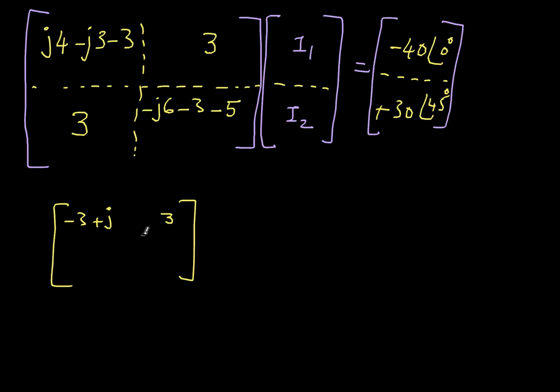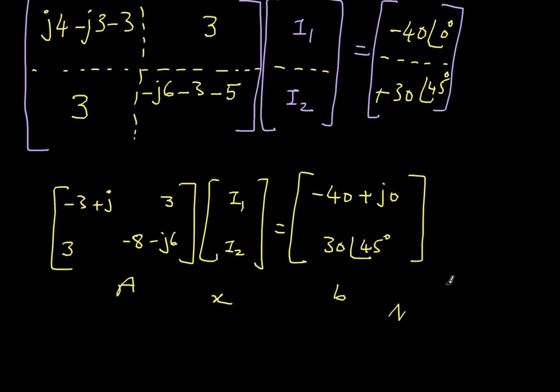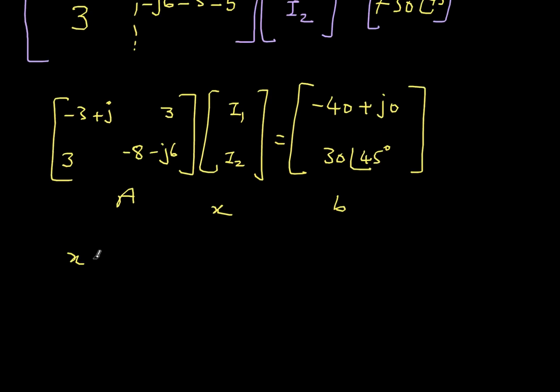And this is 3 and this is 3. And this will be minus 8 minus j6. This multiplied by I1, I2 will be equal to, so this one is minus 40. Since the angle is 0, I'll just put plus j0. And then this will be 30 angle 45 degrees. This one I should convert to rectangular form, but for the time being I'll just keep it like this. So I have AX equal to B, so X is nothing but A inverse B.